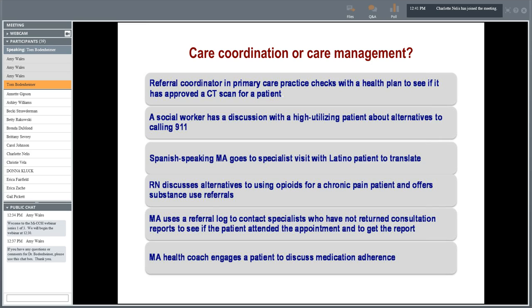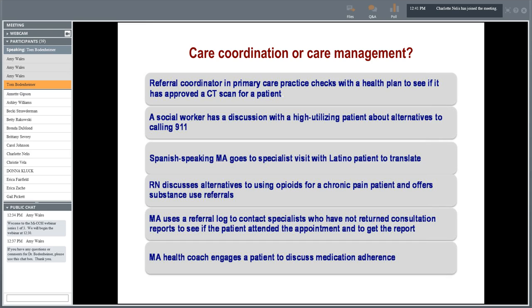Okay, a medical assistant uses a referral log to contact specialists who have not returned consultation reports, to see if the patient attended the appointment and to get the report. Care management or care coordination? Care coordination. Absolutely, thank you. Finally, a medical assistant health coach engages a patient to discuss medication adherence.